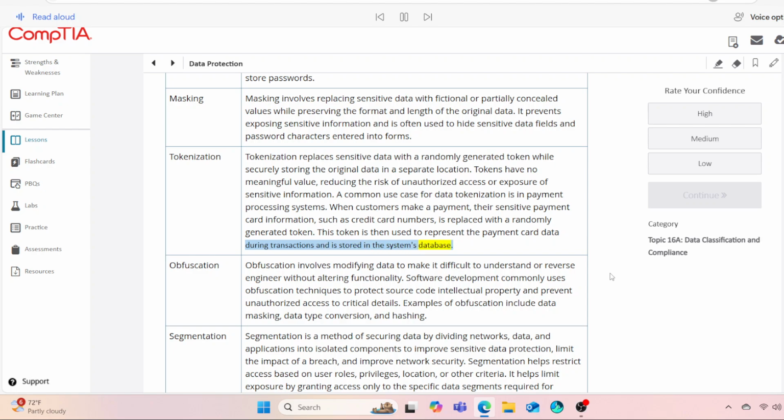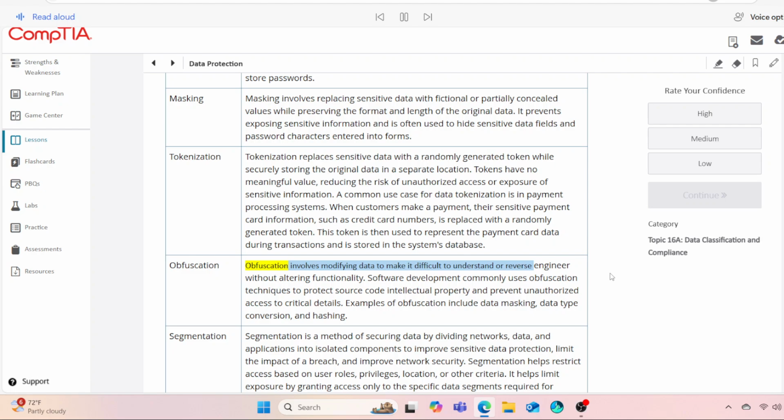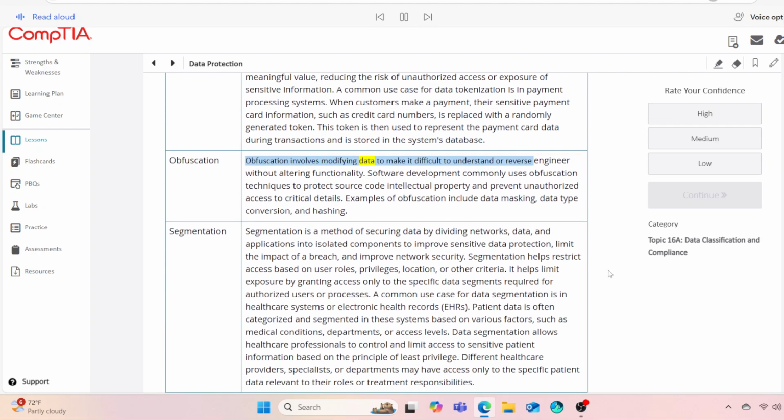Obfuscation. Obfuscation involves modifying data to make it difficult to understand or reverse engineer without altering functionality. Software development commonly uses obfuscation techniques to protect source code intellectual property and prevent unauthorized access to critical details. Examples of obfuscation include data masking, data type conversion, and hashing.